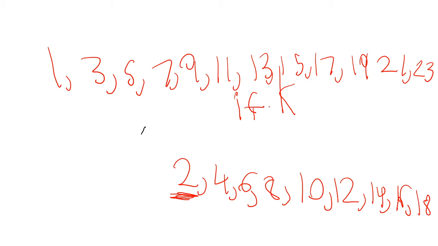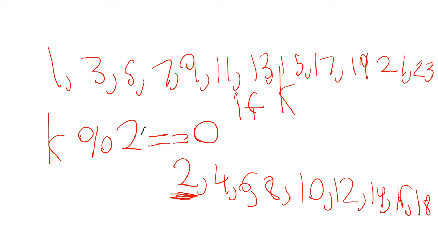it needs to not be a multiple of 2. And how do we check if it's a multiple of 2? Well, k mod 2 needs to be equal to 0, because k modulus 2 will tell us what the remainder is.